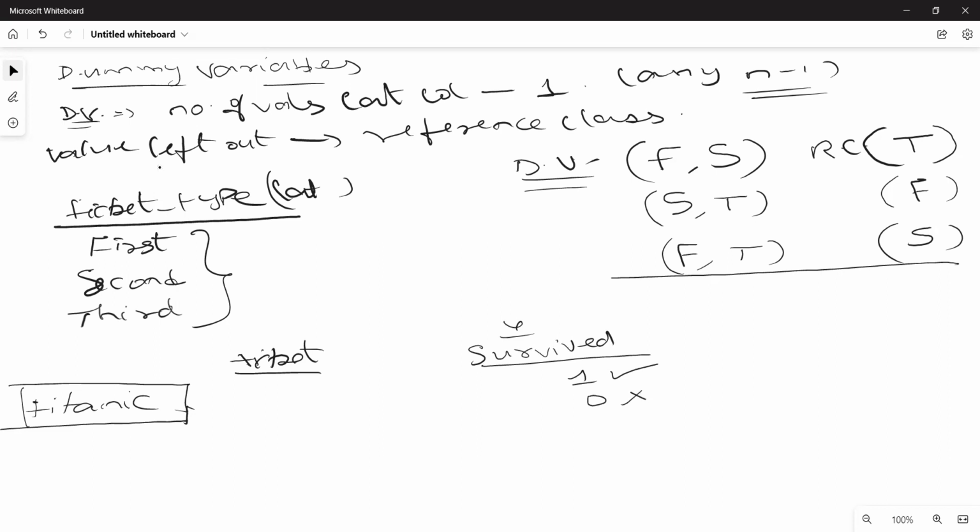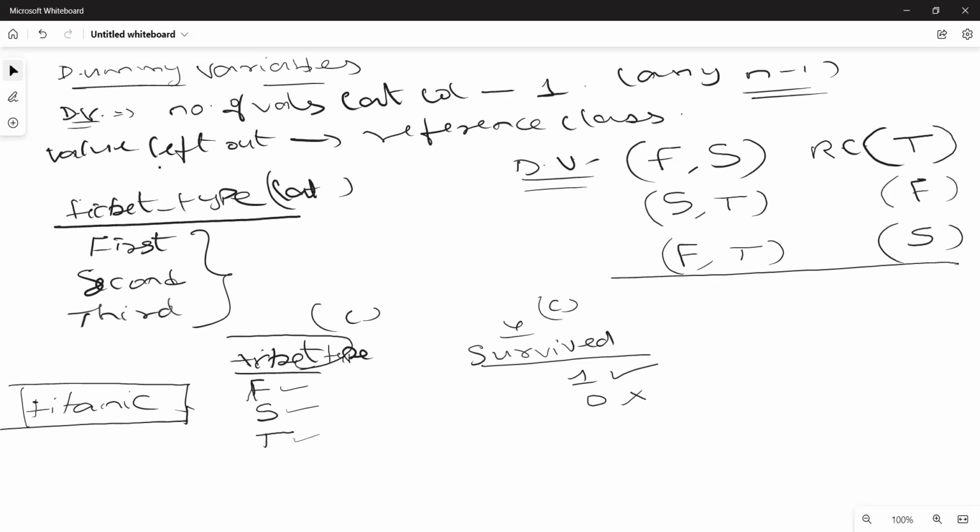And in those days, there were 3 different tiers. So the ticket type was first class, then there was a second class ticket, and then there was a third class ticket. Okay, so first class, second class, and third class were the values for this column called ticket type. So this is a category.